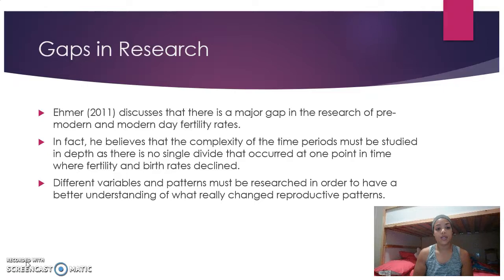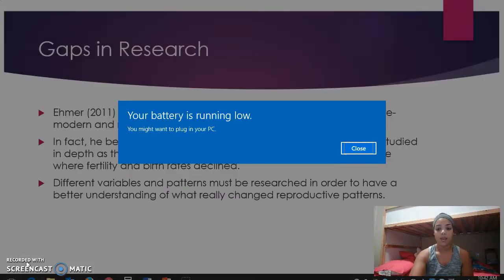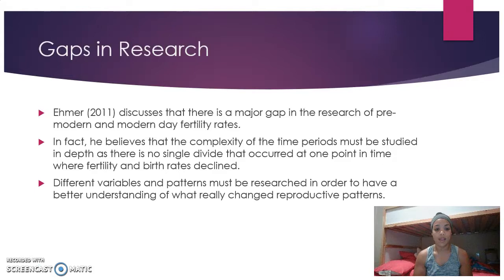Some of the gaps in research include that pre-modern and modern day fertility rates are not often studied in depth, and that we need to look at them more in depth versus just the outer layer of saying that they've changed. And like Emmer mentions several times, there's not a clear divide of pre-modern and modern day fertility rates. And that's the assumption with the perspective that we have currently.